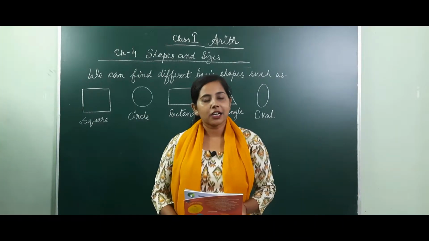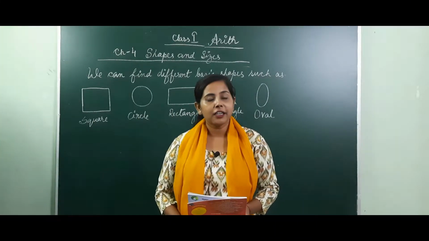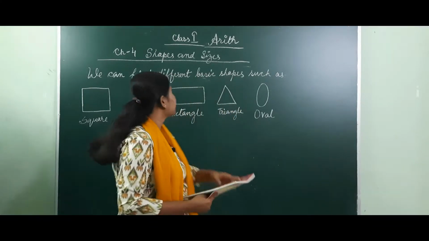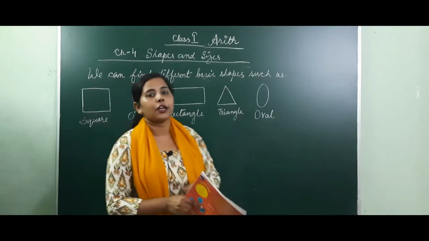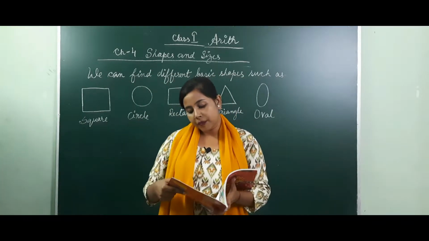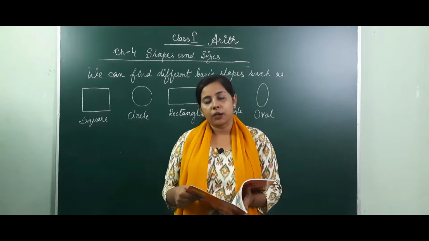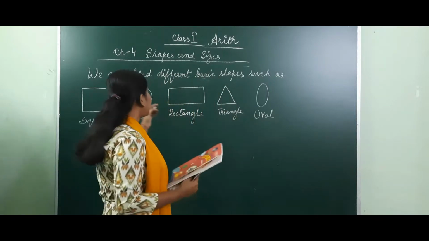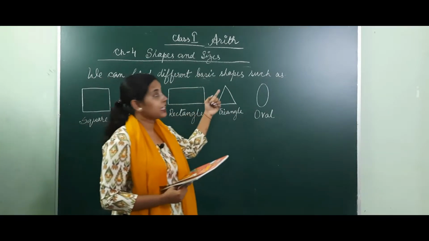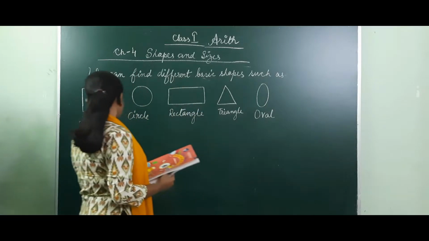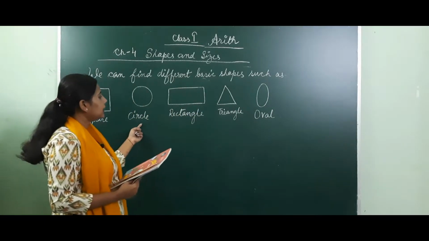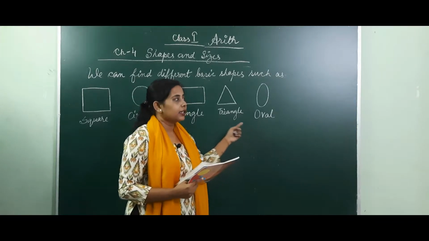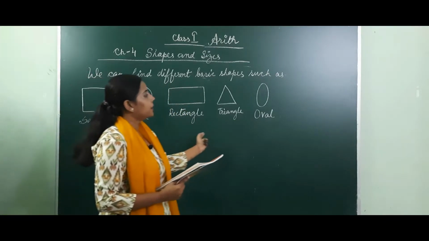Students, today we are going to start a new chapter from your Maths book 1. The name of your book is Shapes and Sizes, or you can say patterns also. Everything we see around us has some shapes and patterns. You can see on the blackboard different basic shapes such as square, circle, rectangle, triangle, oval. These are the names of those shapes.